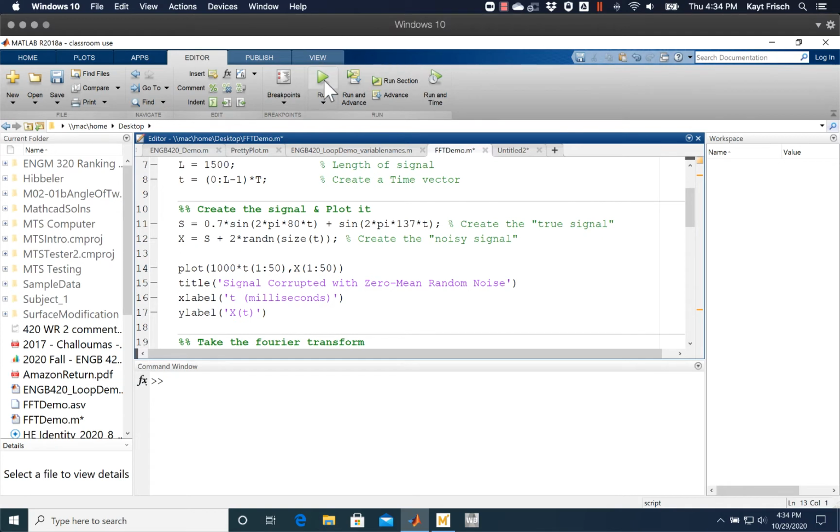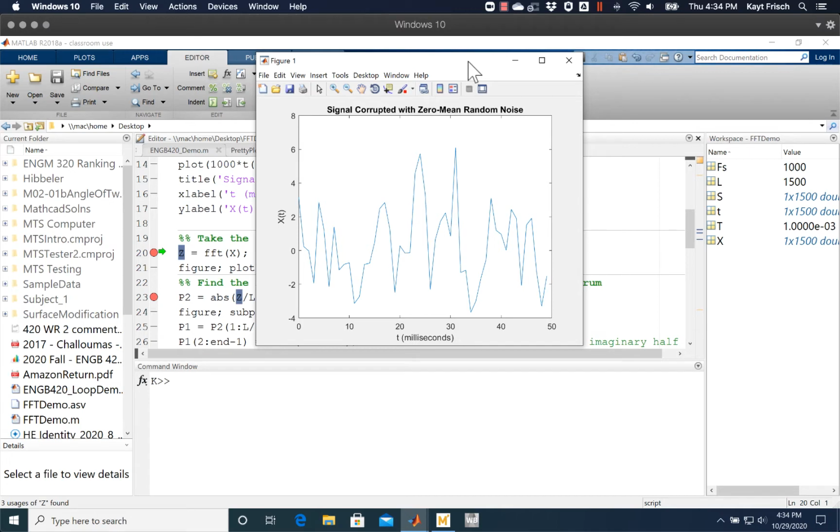We'll go ahead and run the code, and it will plot so you get an idea of what that signal looks like. So here's the signal. It's two sine waves added together, but then I've added some random noise to it as well.